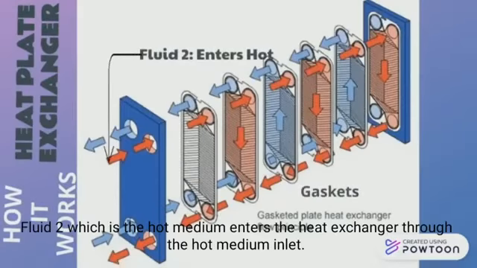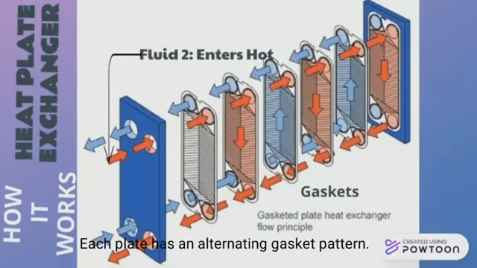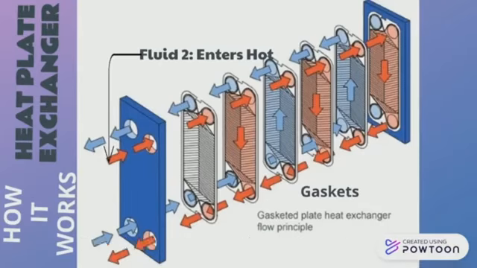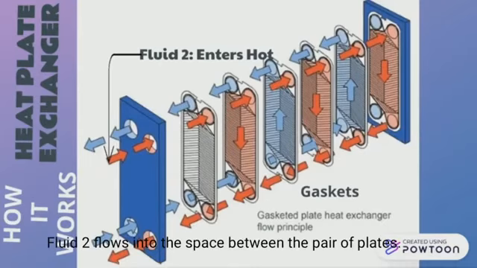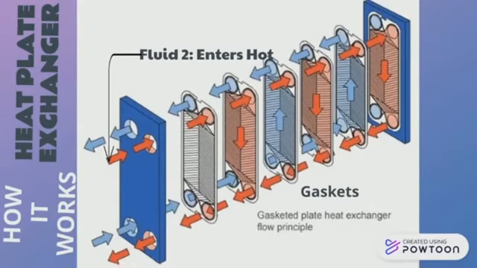Fluid 2, which is a hot medium, enters the heat exchanger through the hot media inlet. Gaskets direct fluid 2 as it flows through the heat exchanger. Each plate has an alternating gasket pattern. Fluid 2 flows into the space between the pair of plates. The process continues so that each second set of plates is filled with fluid 2.